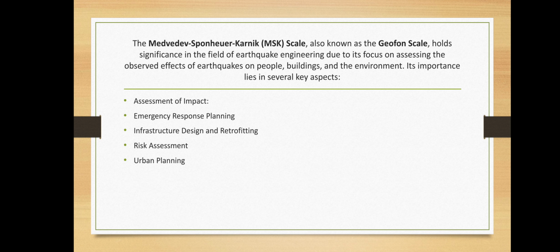Next, urban planning. Understanding the potential impacts of earthquakes is crucial for urban planning. The scale helps city planners and officials make decisions about where to allow construction, how to design infrastructure, and how to prioritize critical facilities such as hospitals and emergency shelters.